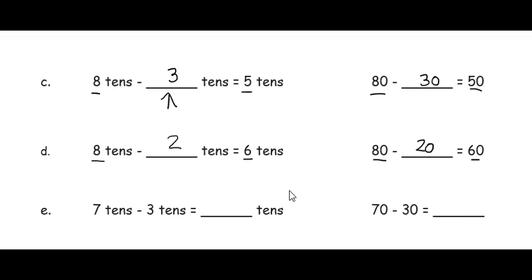My last problem says 7 tens minus 3 tens equals a certain number of tens, so this is just straight subtraction again. 7 minus 3 is 4, so 7 tens minus 3 tens is 4 tens. 70 minus 30 then is 40 because 40 is the same as 4 tens. So we can use that place value understanding of our units to help us with the greater subtraction.